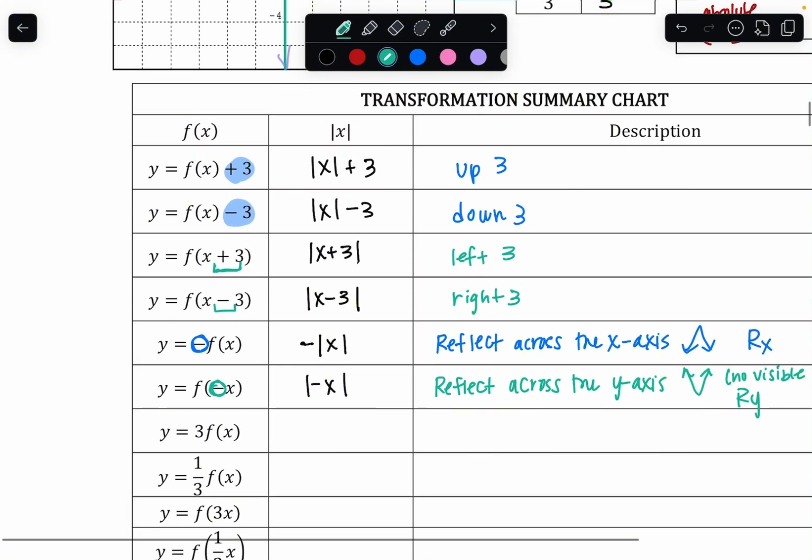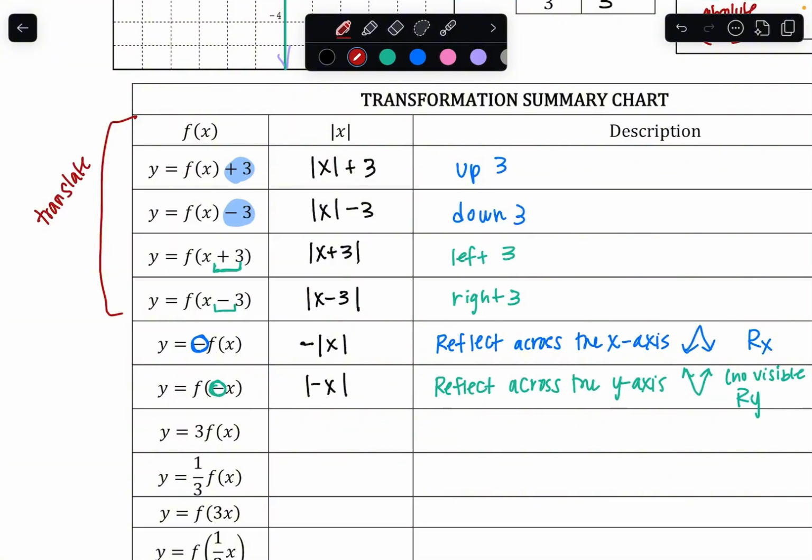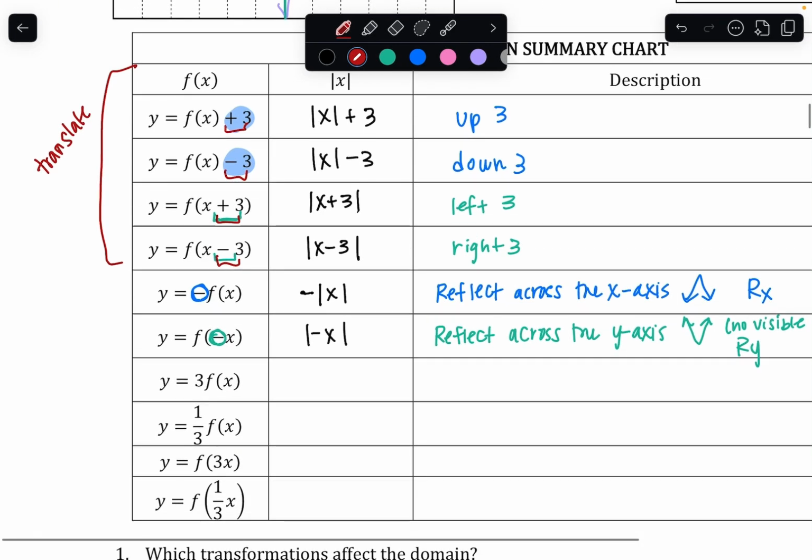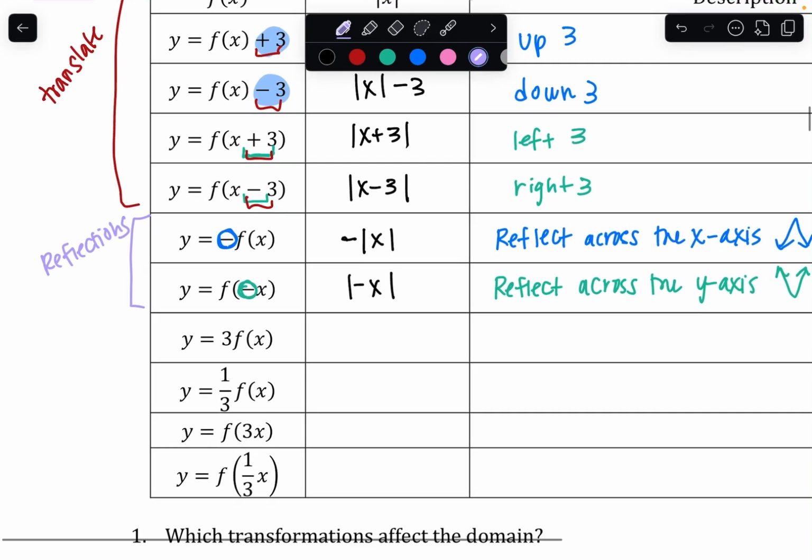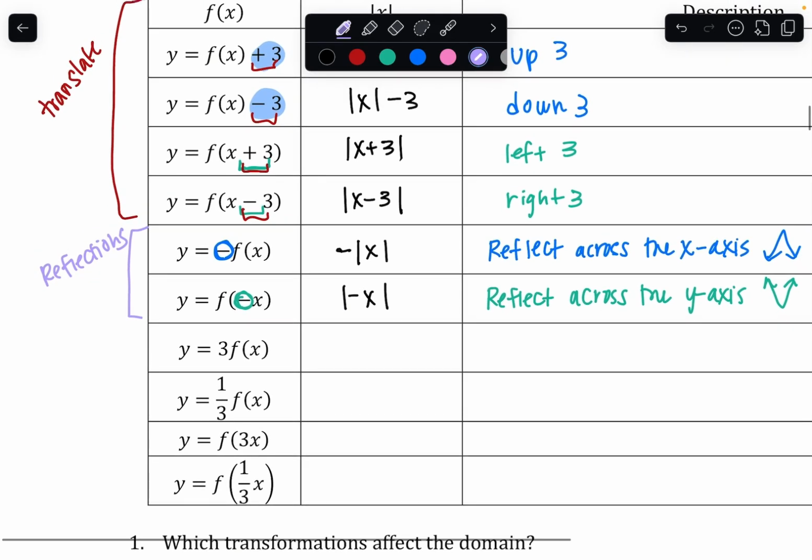Okay, and so far we've talked about translations: left, right, up, and down. And you do that by adding and subtracting values to the output or the input. The next two that we talked about were reflections. And you do that by adding a negative in front, either in front of the output or in front of the input.